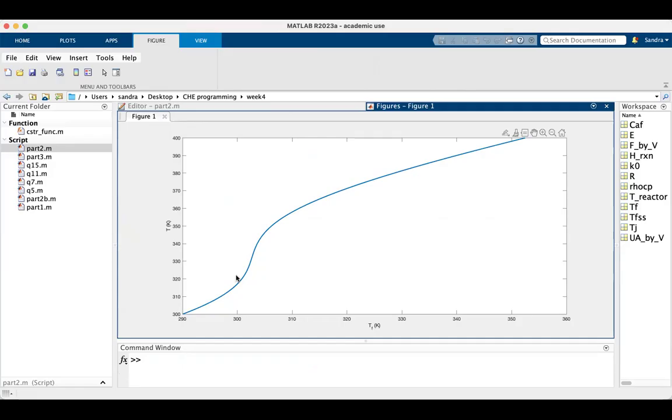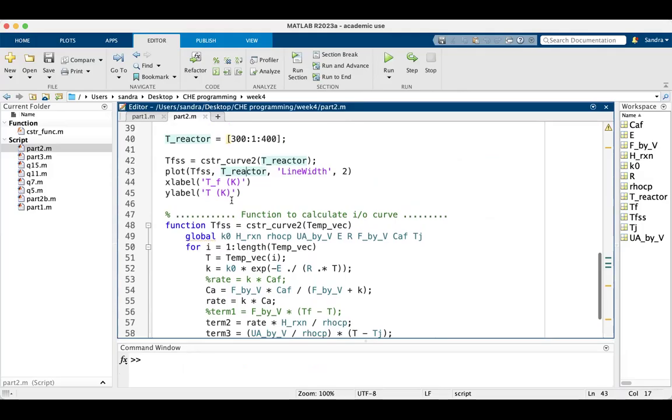This is how your behavior looks like. This is TF and this is T. Is my X and Y axis correct? I don't think so. Maybe my labeling is wrong. No, that's correct only. The X label is TF and the Y label is T. I'll just run it again.